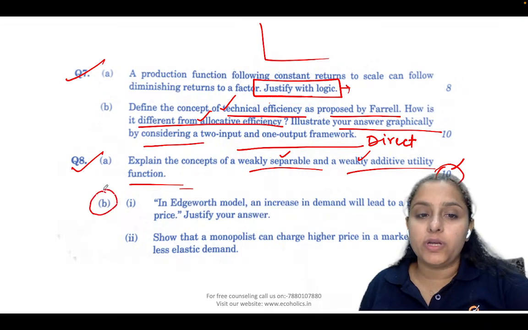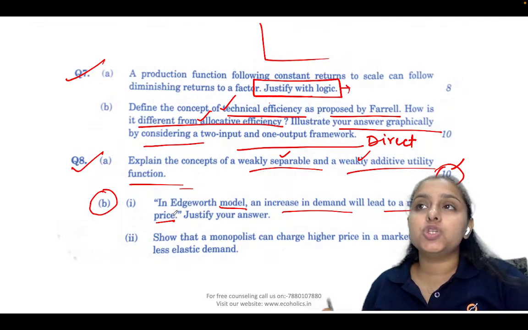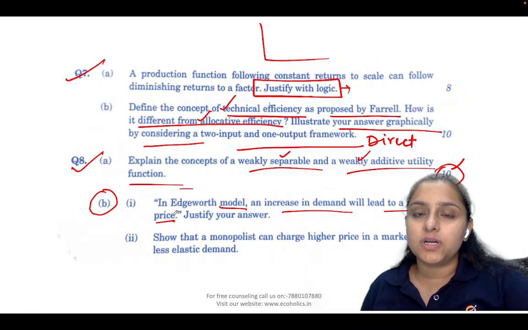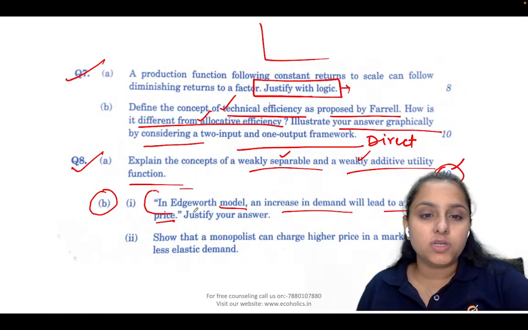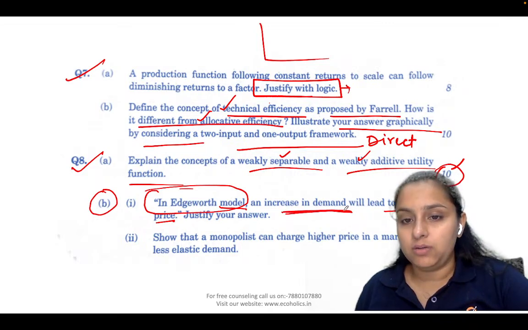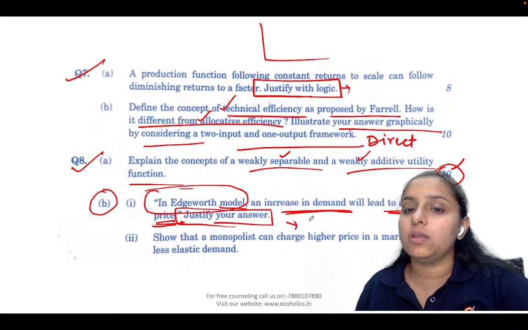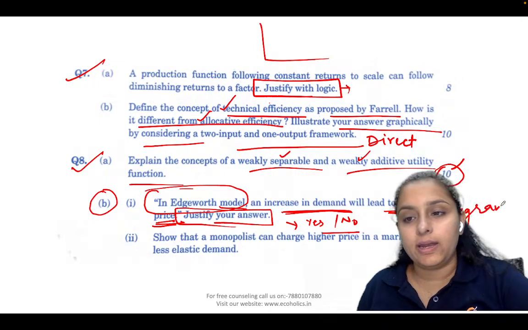Now coming to part B of it, in Edgeworth's model, an increase in demand will lead to a rise in price. This question is something which usually gets asked at the bachelor's level. So at the bachelor's level we study all of this, and then at master's level again we come and study this. So they are asking in Edgeworth model, when there comes an increase in demand, it will lead to a rise in price. You have to justify your answer. So whatever you take, either you go with yes or you go with no. You have to justify it. So do not forget to make the diagram.